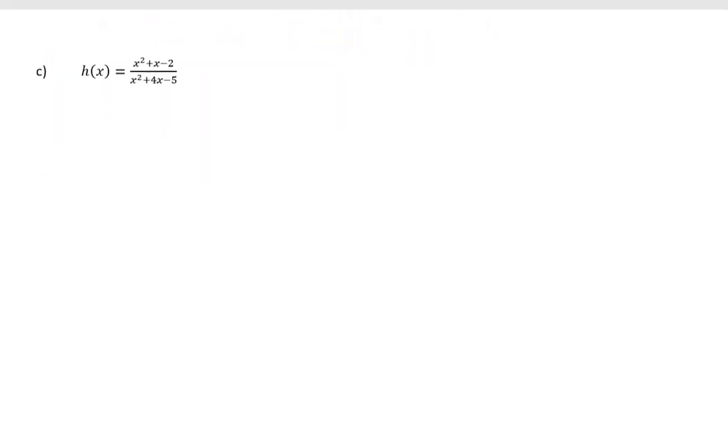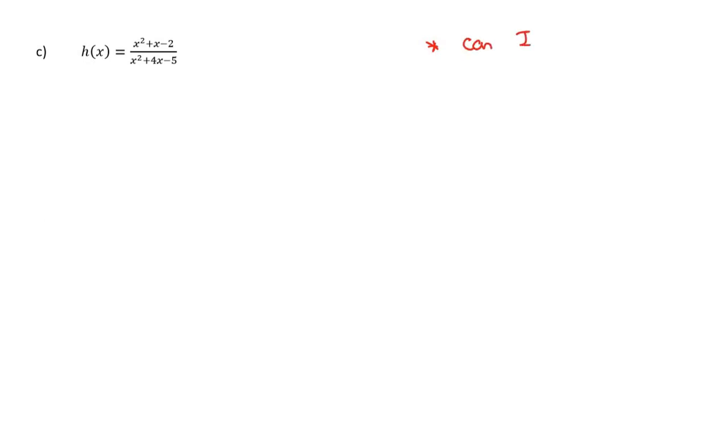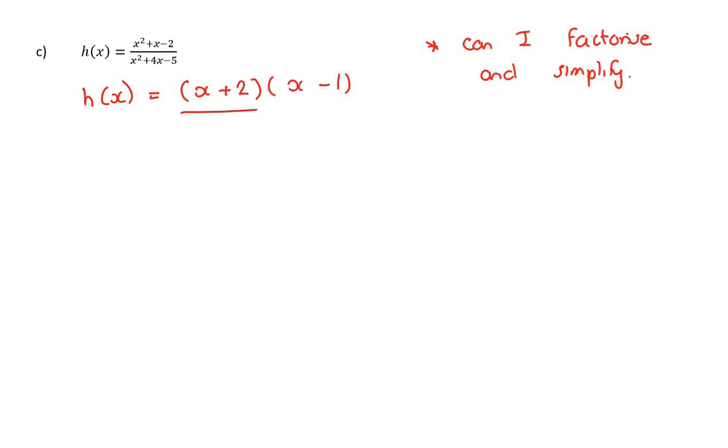Right, if I just scroll down to the next question, my first question always needs to be, can I factorize and simplify? Now this one looks pretty interesting. It's a quadratic over a quadratic, and so it's hard to see whether you can simplify without factorizing. So let's check. Definitely you can use your calculator to factorize, but personally this is pretty easy to factorize. It's (x plus 2)(x minus 1), and at the bottom here I've got (x plus 5)(x minus 1). So what do you know? Can I factorize and simplify? The answer is yes, because this x minus 1 will cancel.